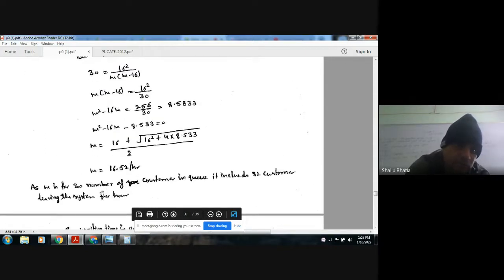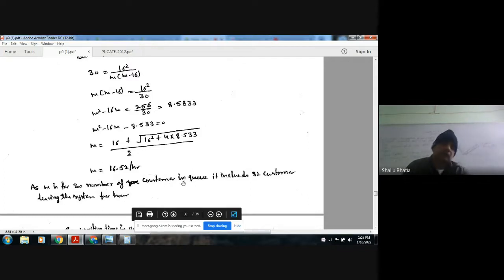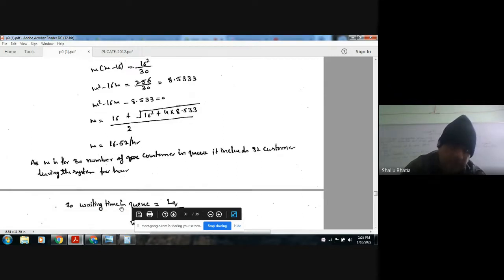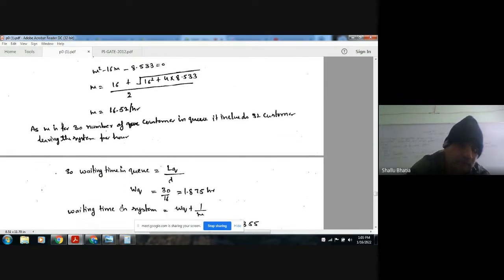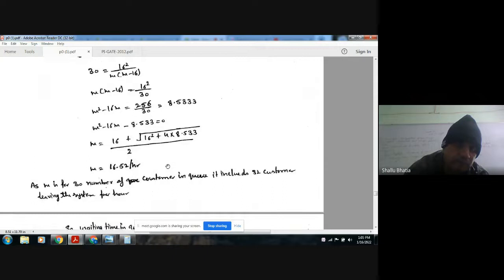If mu is 30, the number of customers in queue is 30. Now the length of the queue is 30. It also includes the 32 customers which leave the system. And lambda, the arrival rate, is 16.